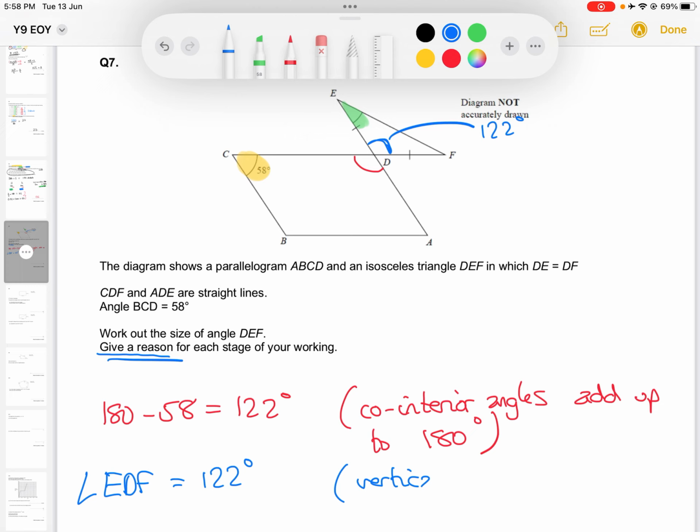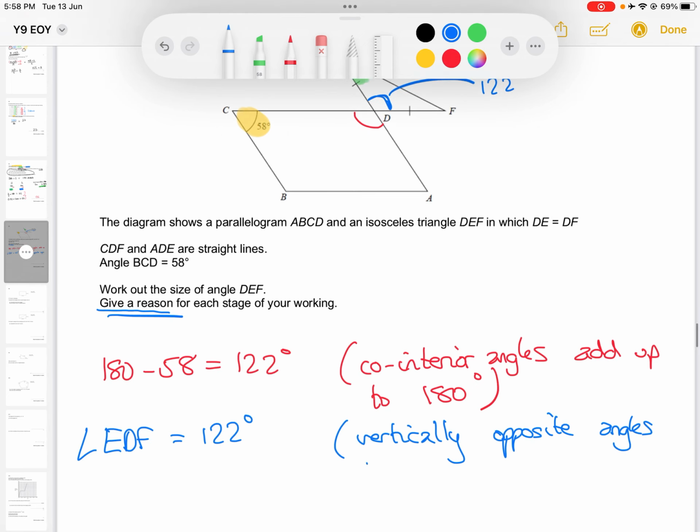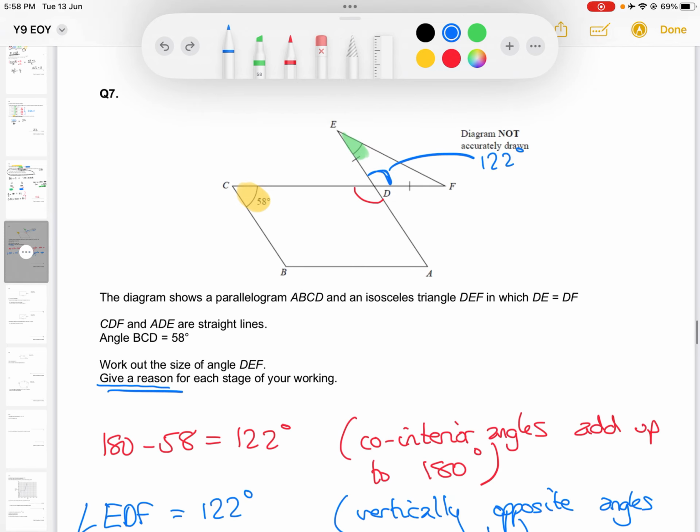Vertically opposite angles are equal. Now, if you forget the word vertically, it's okay, as long as you have the mention of opposite angles being equal. Vertically opposite angles are equal. Opposite angles and equal are the key words for the mark scheme, but vertically opposite is the technicality behind it. Now you have a triangle, DEF.